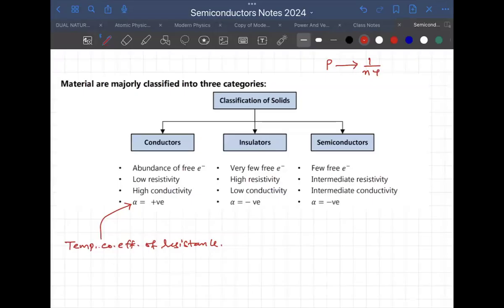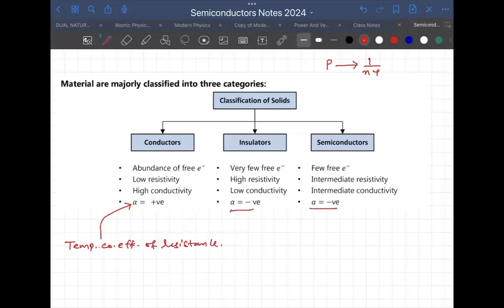Whereas in the case of insulators, of course the tau effect is there, but the domination is more with N. The moment you increase the temperature, N also increases. The domination of the increment in N subsides the decrement in tau. So effectively, resistivity decreases, and hence alpha is negative for these materials.